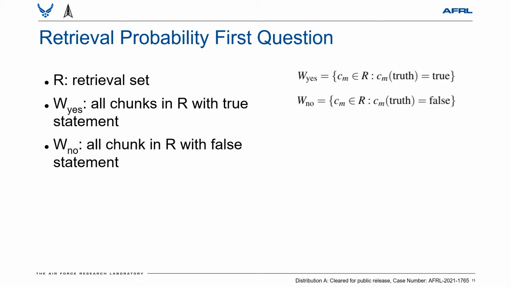On the first question, the probability of a yes response depends on the ratio of chunks with a true value statement relative to all chunks in the retrieval set R. We will divide the retrieval set R into 2 subsets. W yes is the set of chunks in R containing a true statement, and W no is the set of chunks in R containing a false statement.